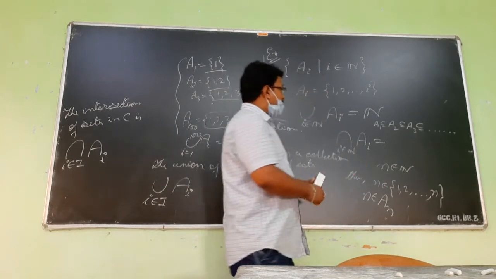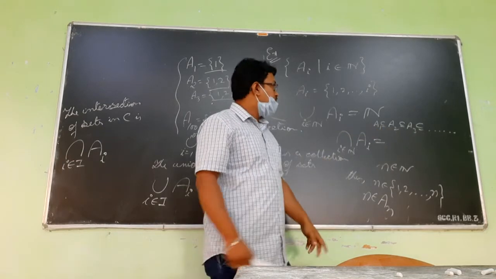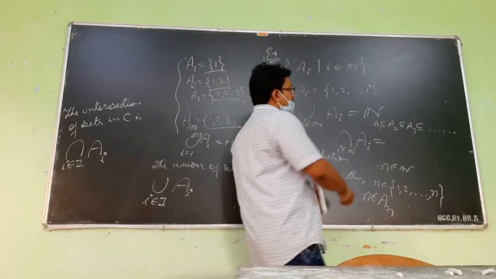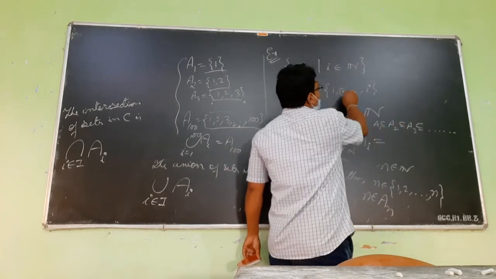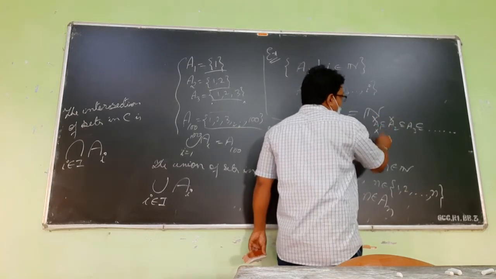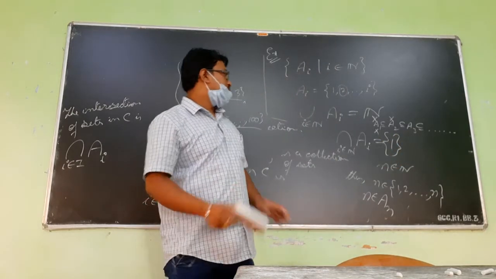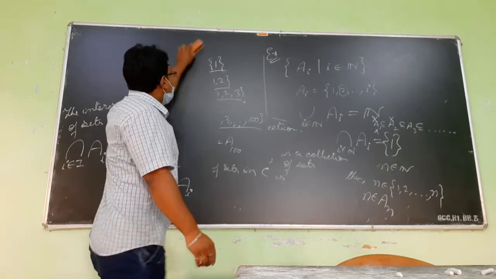What is the intersection? The intersection will contain elements which are common to all the sets. The only element which is common to all the sets is 1, because every other set also contains 1. But 2 is not there in this set, and 3 is not there in this set either. So this intersection is actually the singleton {1}. That is how it is. This is the notation.